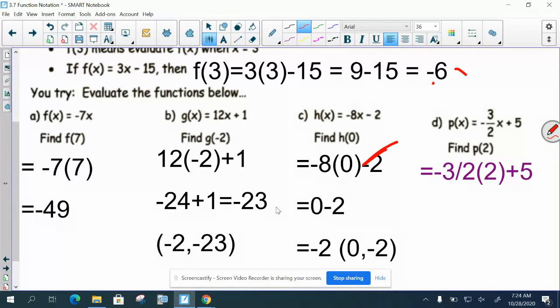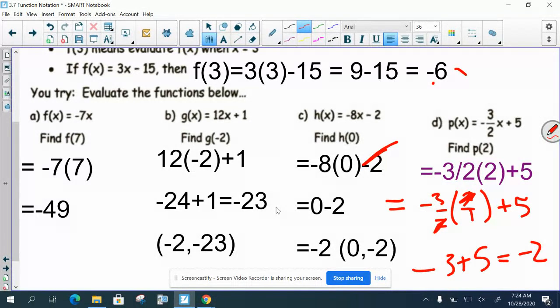Okay, my smart slate has woken up, so that's good. So this is negative 3/2 times 2 over 1. Okay, but for this here, the 2's will cancel. You'll just have negative 3 plus 5 equals negative 2. Okay, so P of 2 is equal to negative 2.